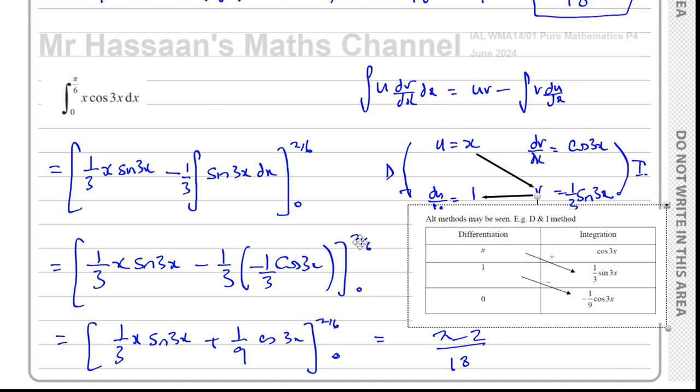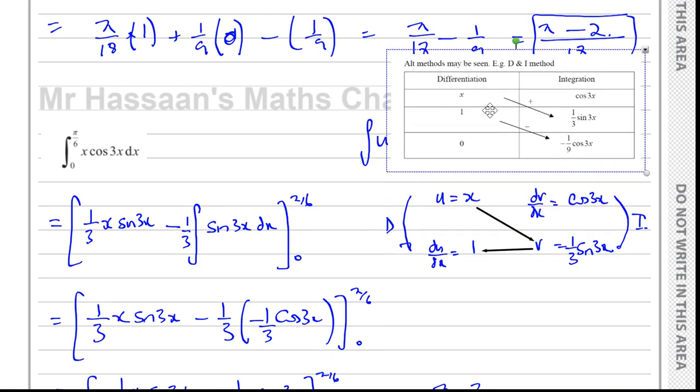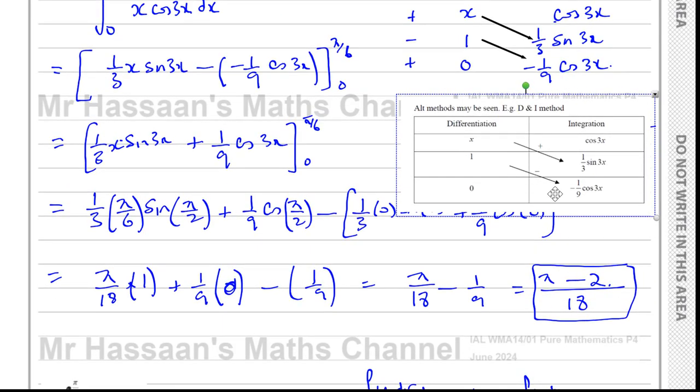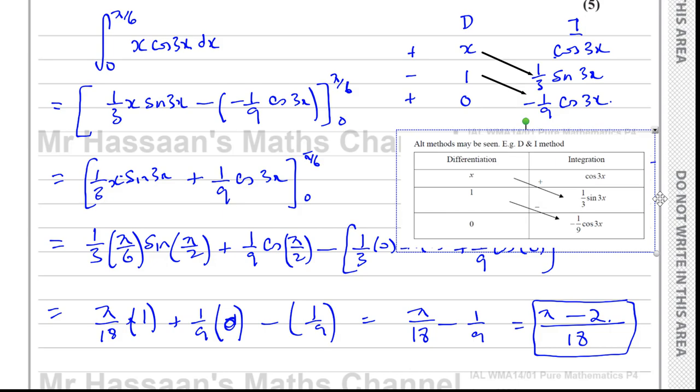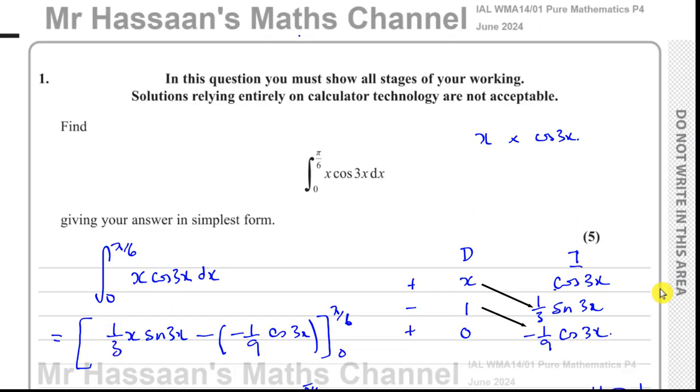Now, here we have an extract, a screenshot from the official mark scheme of this paper, and in the notes it mentions that alternate methods may be seen, e.g. the DI method. So it's shown this method here. Sometimes it's called the tabular method. It's an acceptable form of integration by parts. It's absolutely 100% acceptable to use the DI method in such a question. No doubt about that whatsoever. A lot of students have doubts about this, but don't worry about it. It's absolutely acceptable in the exam.